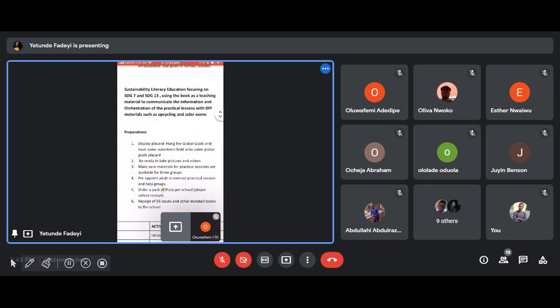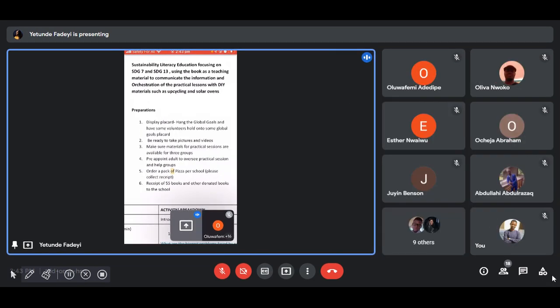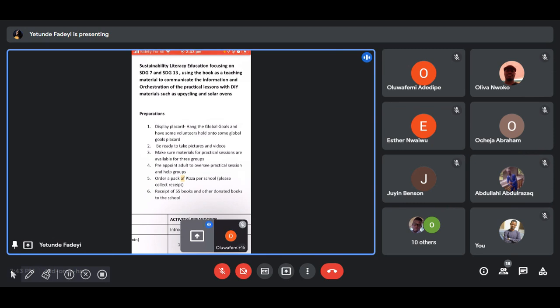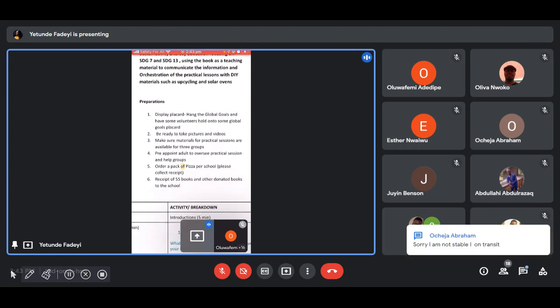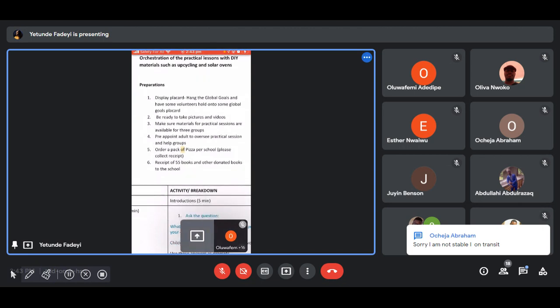So the preparation for this particular point is getting the volunteers to take along with them the display cards, basically, and the global goals. This will be provided in the class. Please ignore the second. We would actually have to get a photographer to do that.